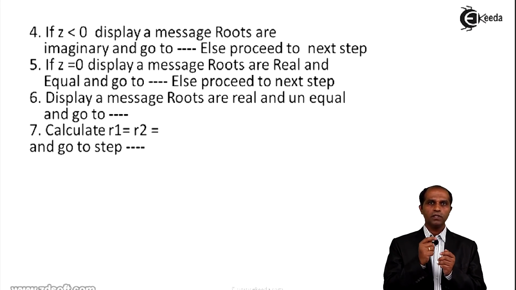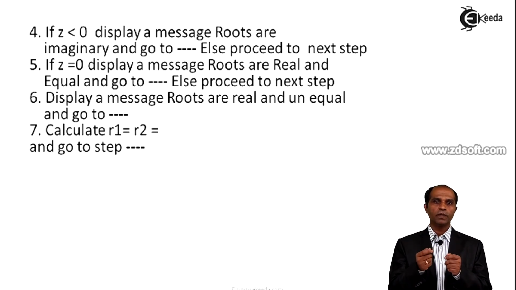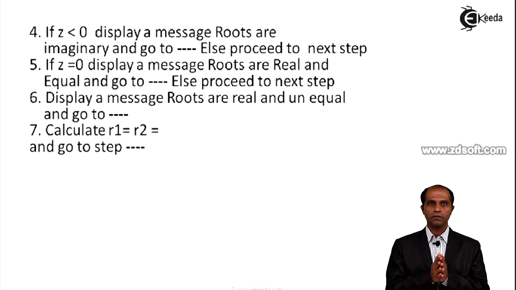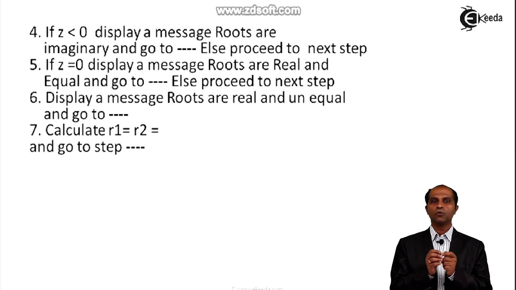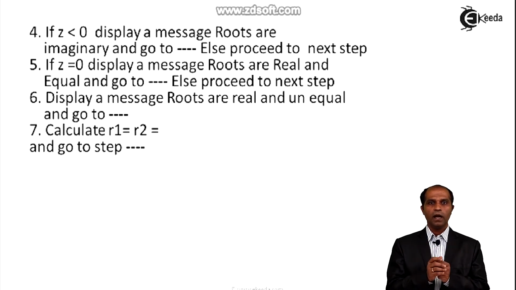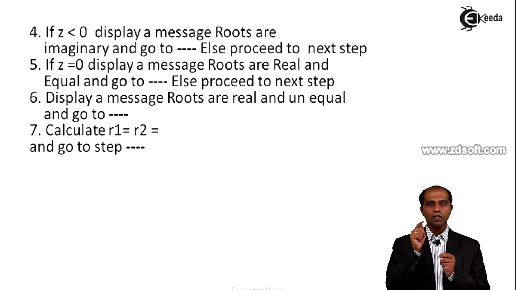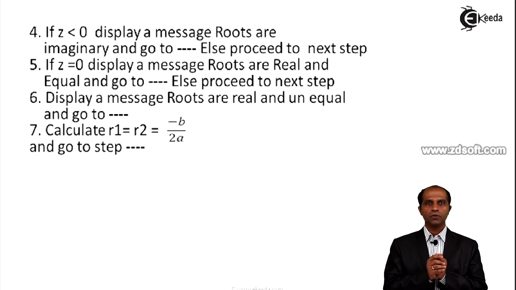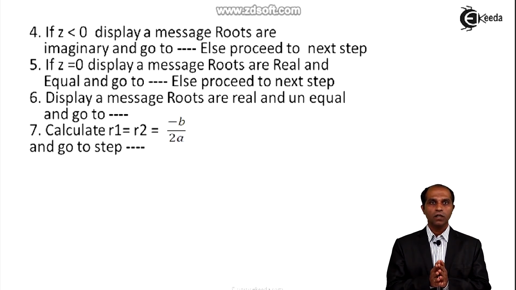Now, since fourth is waiting for someone, fifth is waiting for someone, we know that fourth is waiting for stop, fifth is waiting for calculation, and sixth is also waiting for calculation. Let's first put a term for calculation of fifth. So if the fifth term gets satisfied, then I'm supposed to display a message, the roots are real and equal, and then go to step 7. So it means that at the fifth place where go to is written, you will put 7 so that you will calculate the roots. You will say R1 equals R2 equals minus B by 2A and then go to step. Once the calculations are done, here you are supposed to do the calculation and then display the roots.